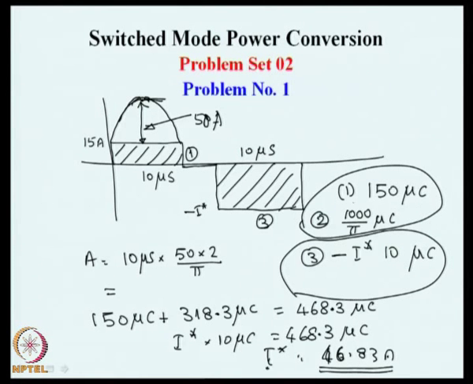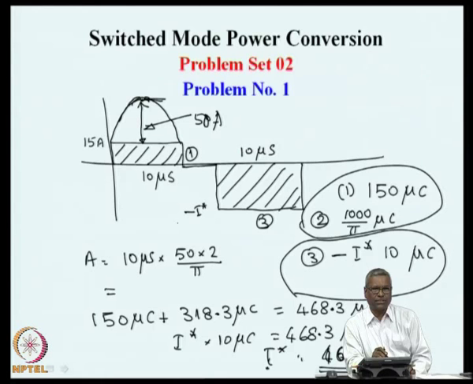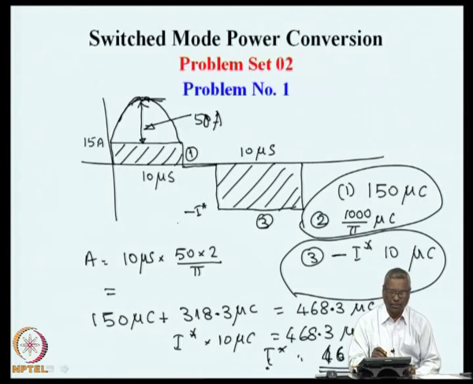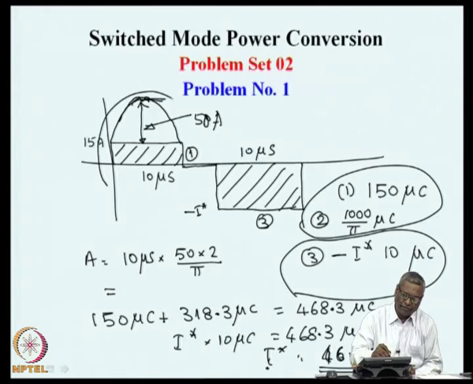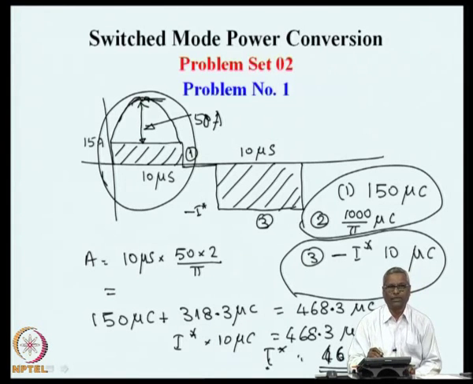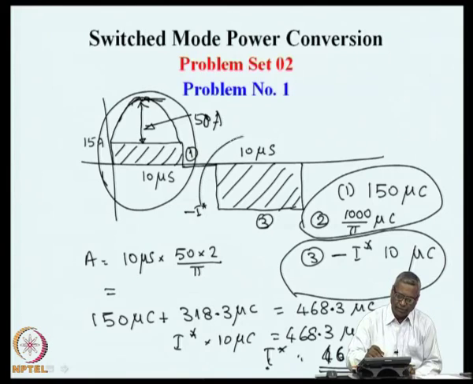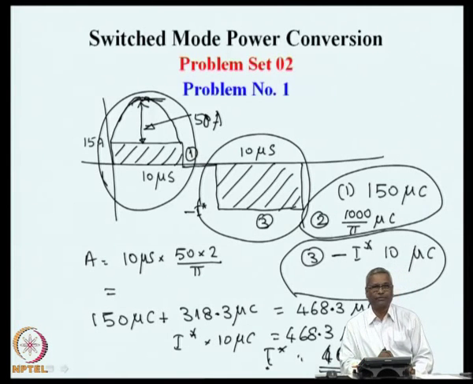So what we have seen right now is that in a capacitor, under steady state condition, the positive charge that flows into the capacitor is the same as the negative charge that flows out of the capacitor. Using that principle, we equate the charging coulomb equal to the discharging coulomb and find out the unknown quantity of I star here.